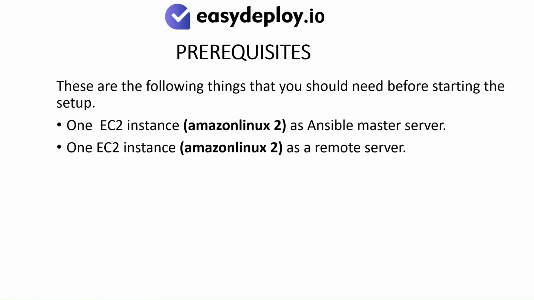Prerequisites. These are the following things that you should need before starting the setup. 1 EC2 instance, Amazon Linux 2, as Ansible master server. 1 EC2 instance, Amazon Linux 2, as a remote server.